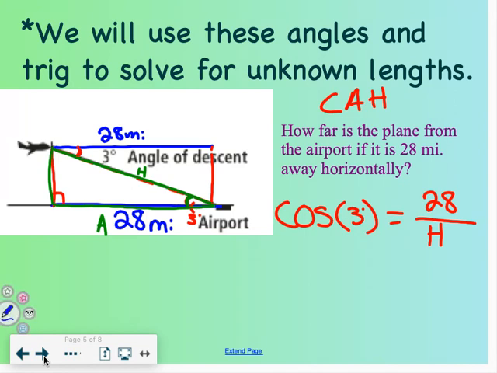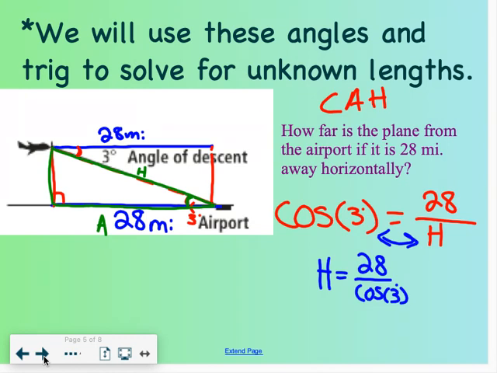So what we do on one like this, we can flip these two, and our hypotenuse is going to be equal to 28 over the cosine of 3. And now what you need to make sure to do on your calculator if you are doing this is make sure that it is in degree.